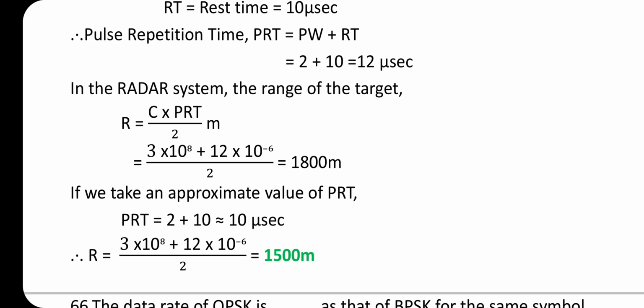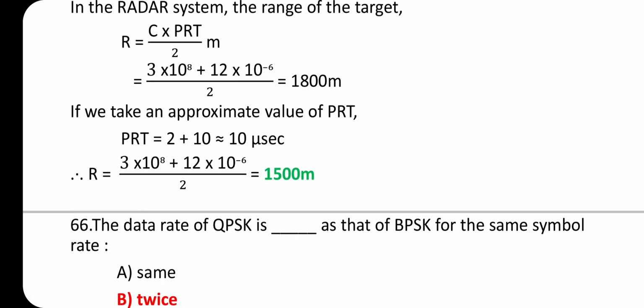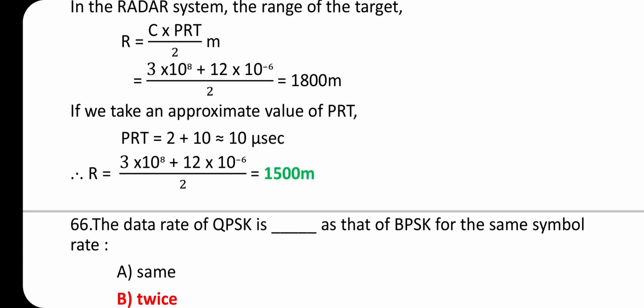Substitute the values of C, the speed of light at which electromagnetic waves travel, which is 3 × 10^8, multiplied by PRT 12 microsecond divided by 2. We will get an answer of 1800 meter. But in the options there is no such answer.